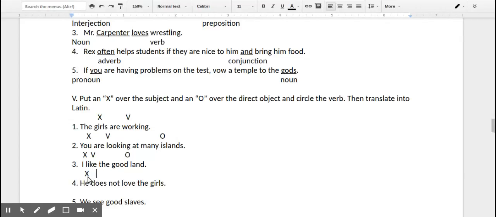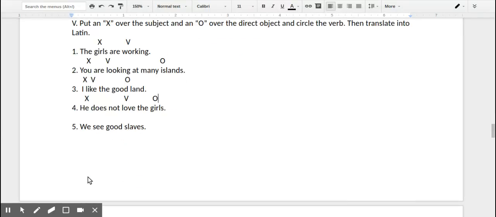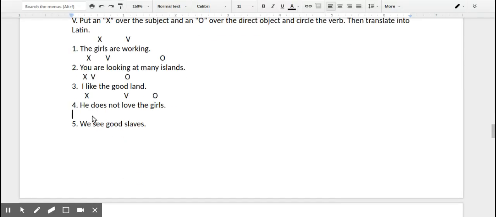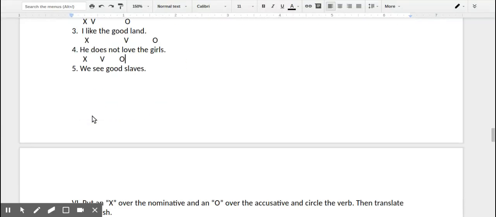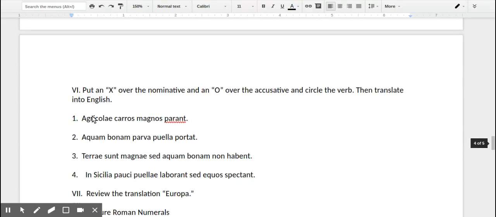He is the subject, does not love. This would be your verb. The girls, this would be your direct object. We see good slaves. So we is my subject. See would be my verb. And slaves would be my object. Going through, notice that pattern. So same thing.